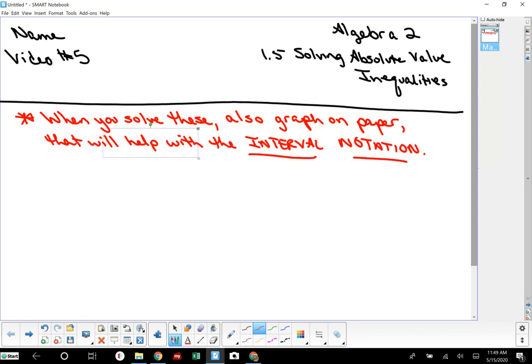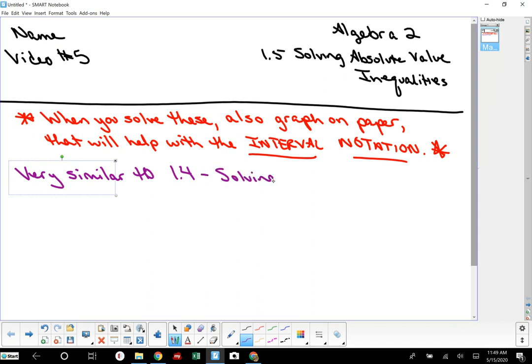That's just a hint, something I definitely do on my own when I do these. So let's talk about how to solve the inequality. At the beginning, these are very similar to what we did in 1.4, where you were solving absolute value equations. Remember, we had the whole case 1, case 2. You're going to have that here as well, and we're going to have some of the same questions.